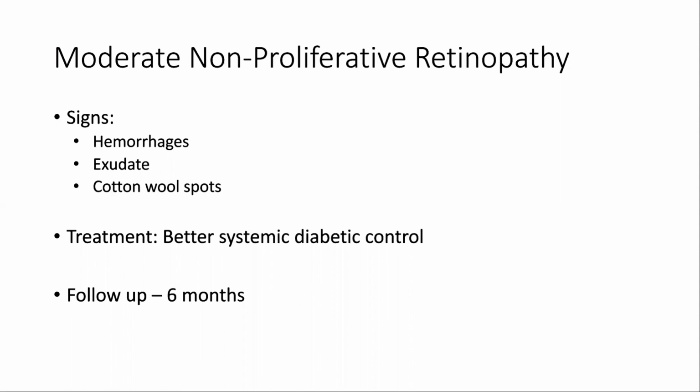The next stage, going from mild, would be moderate. And here we have those little hemorrhages, but then we start to get other signs such as something called exudate, which we'll cover here in a minute, and cotton wool spots. Again, the treatment is just controlling the diabetes systemically really well. Diet, exercise, medications with your primary care provider or your endocrinologist. Once we get to moderate, then we start to see you about every 6 months.